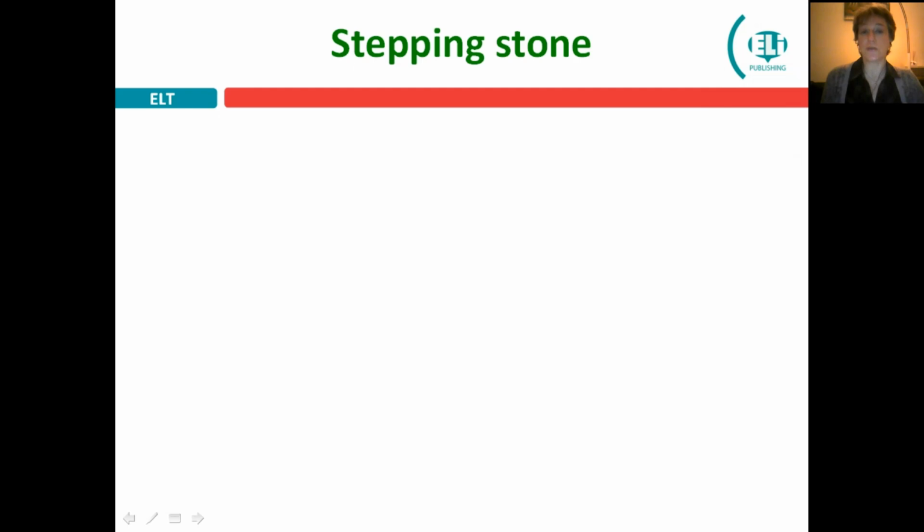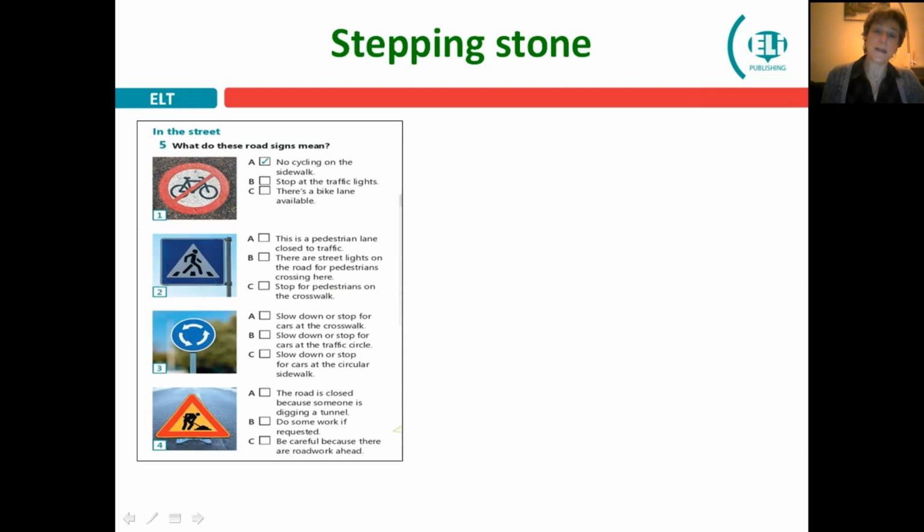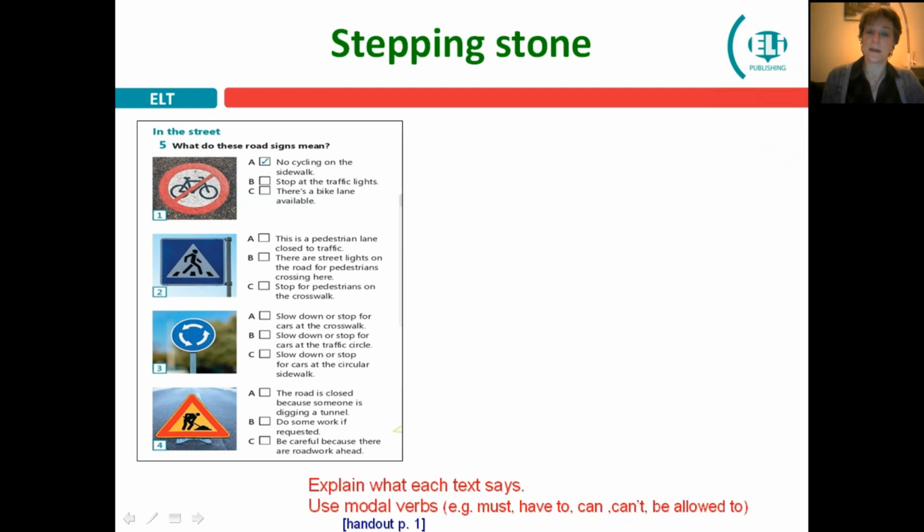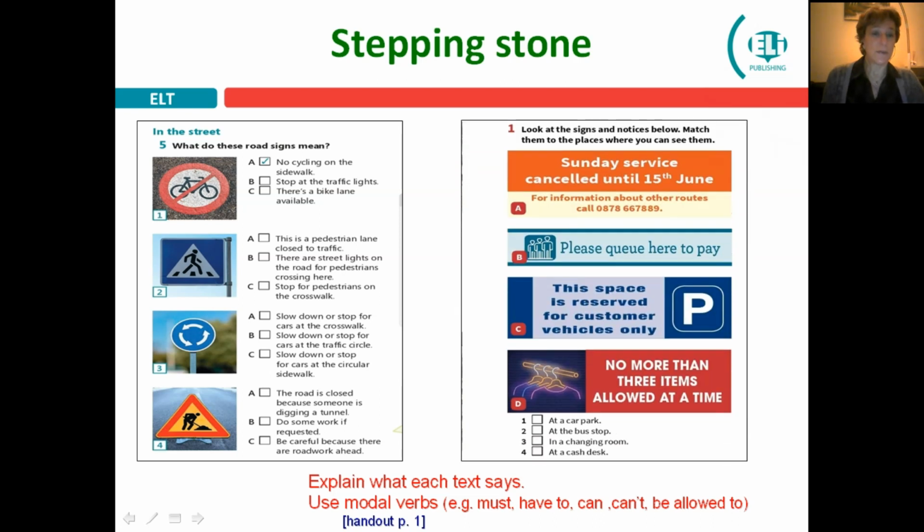What could be a stepping stone activity for this? Well, for example, we could get them to look at some signs and try to explain what these signs mean in their own words, and then get them to choose the correct option. So the signs have no words. They have to put the words to the signs. Otherwise, we can give them signs with words this time and ask them to match them with the place where they would find them. So we're starting to create a context. And all the time, we're using modal verbs.